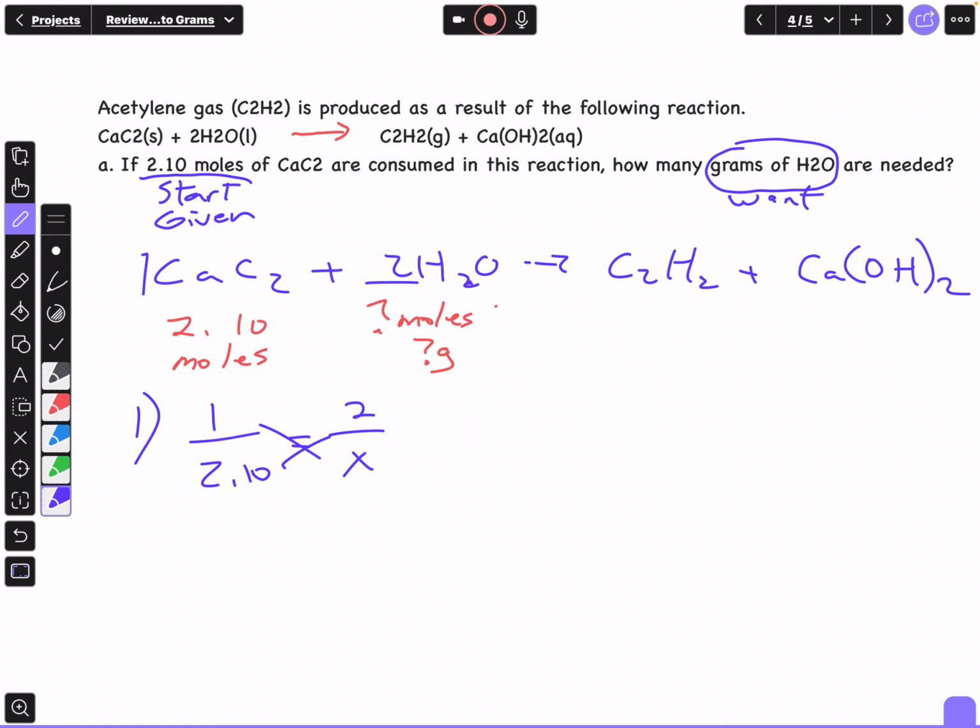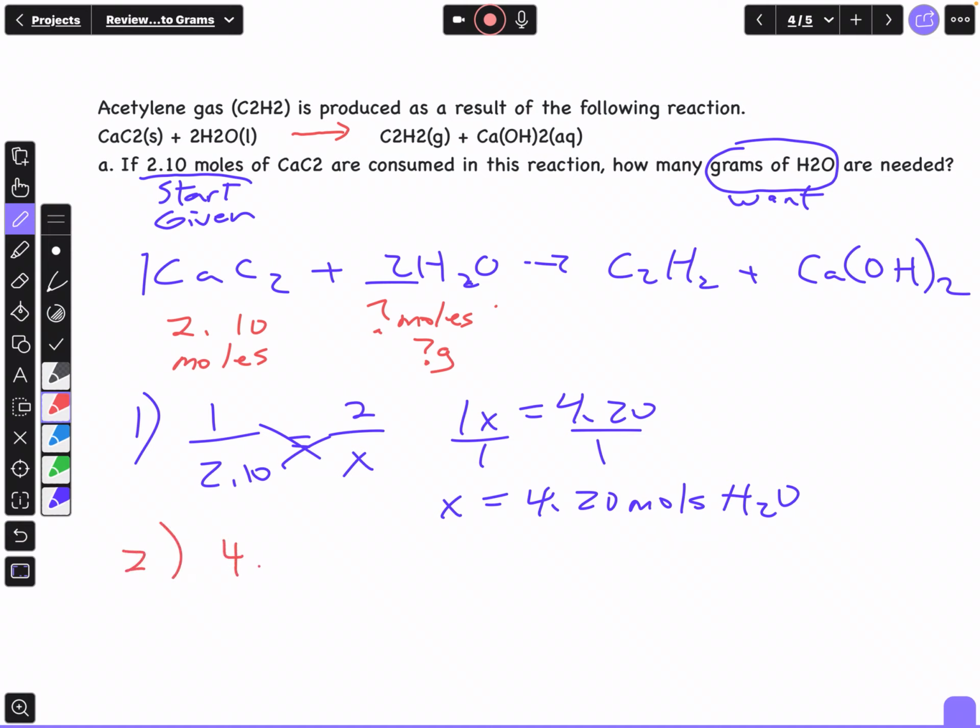When I cross multiply, I get 1x is equal to 4.20. Divide both sides by 1, my x is 4.20. But now I'm just in moles of H2O. So my second step is I simply convert to grams. So I'm going to take 4.20 and multiply by the molar mass of H2O.